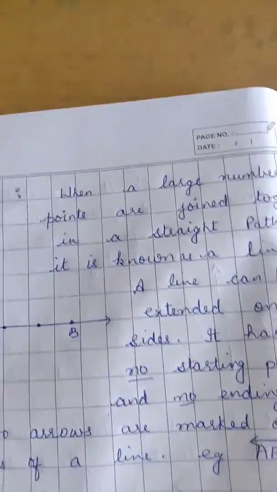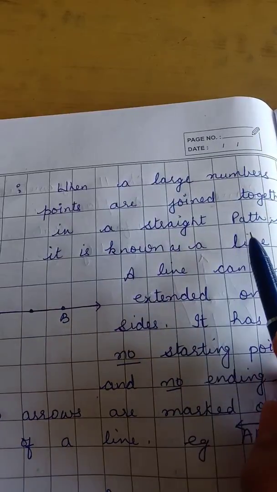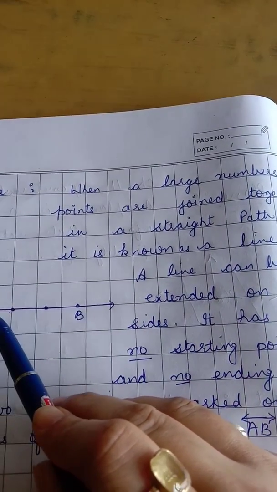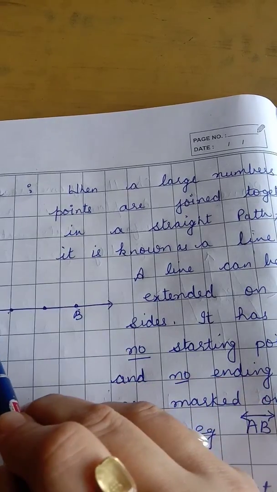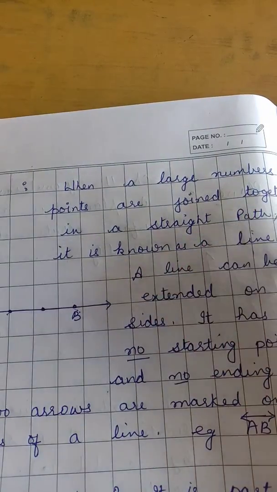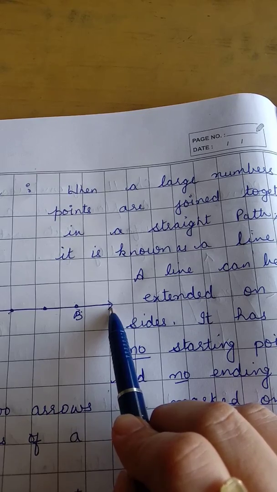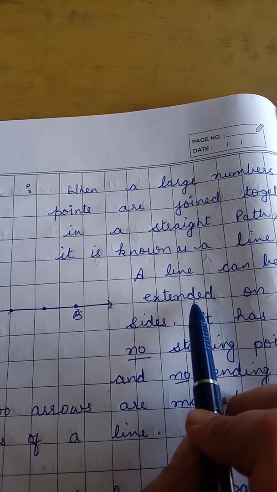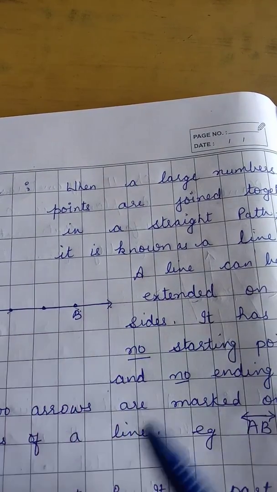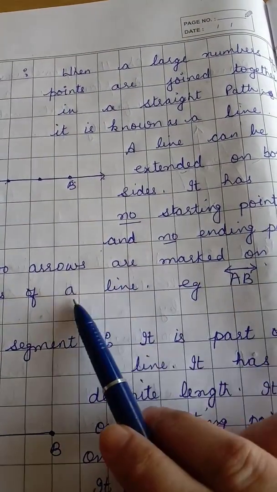Third is line. What is a line? When we join a large number of points in a straight path, it forms a line. Suppose these are the points in a straight path. When I join these points with the help of a scale, it will form a line AB. A line can be extended on both sides. It has arrows on both sides. I can extend it in this direction and in this direction also. It has no ending point, no starting point.